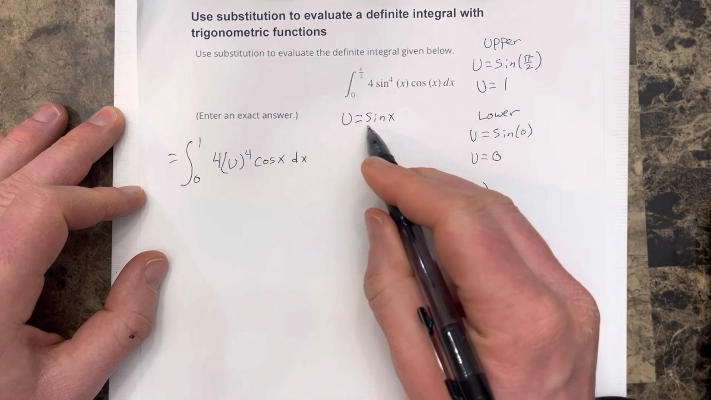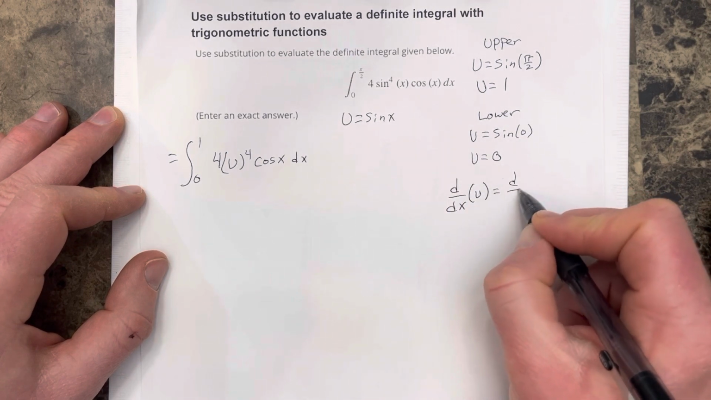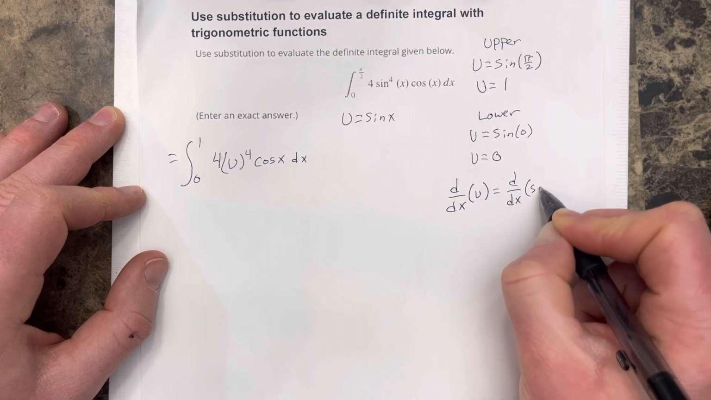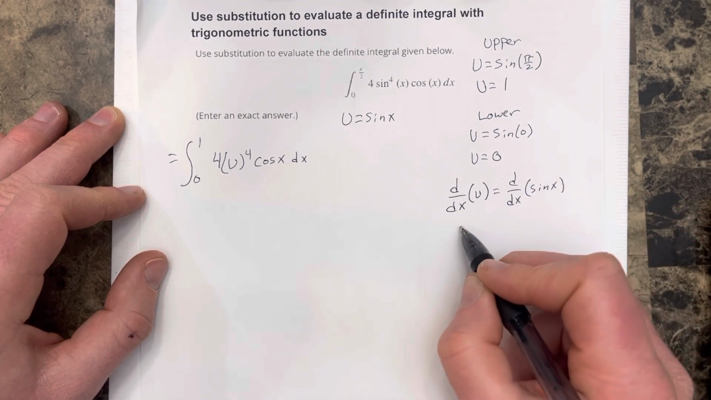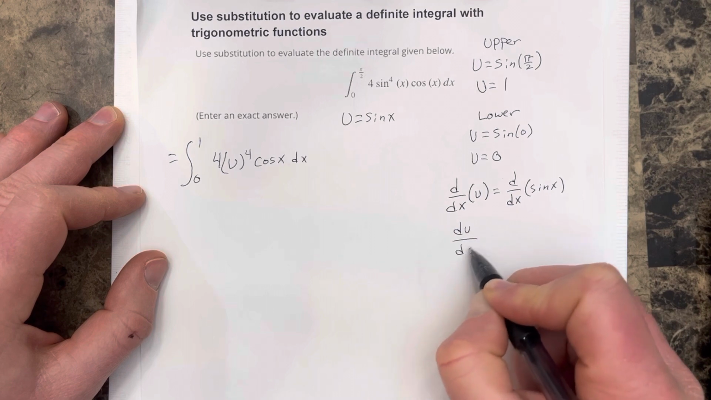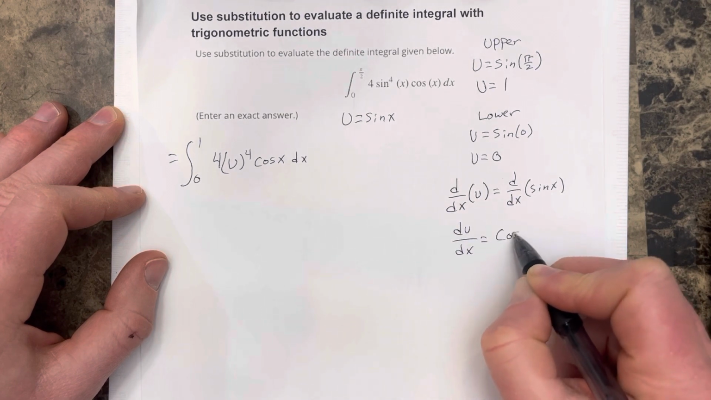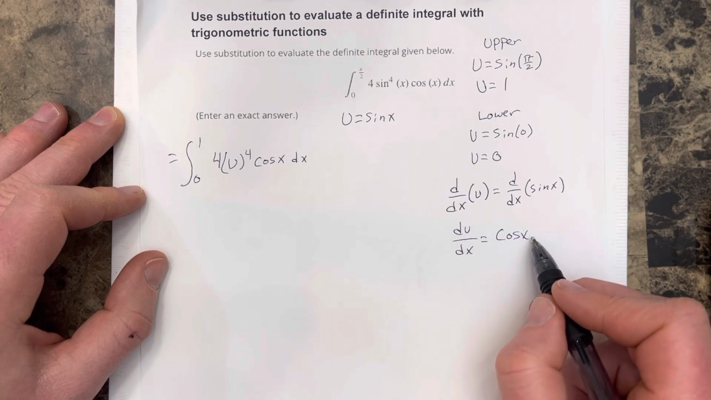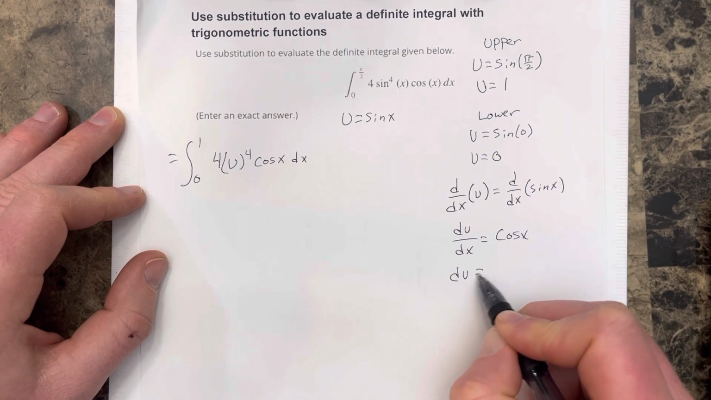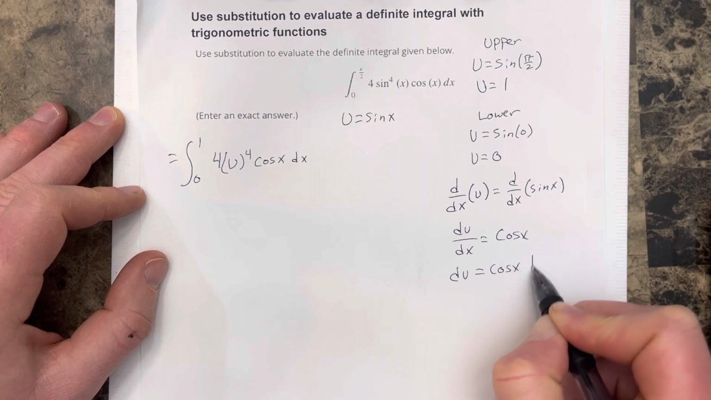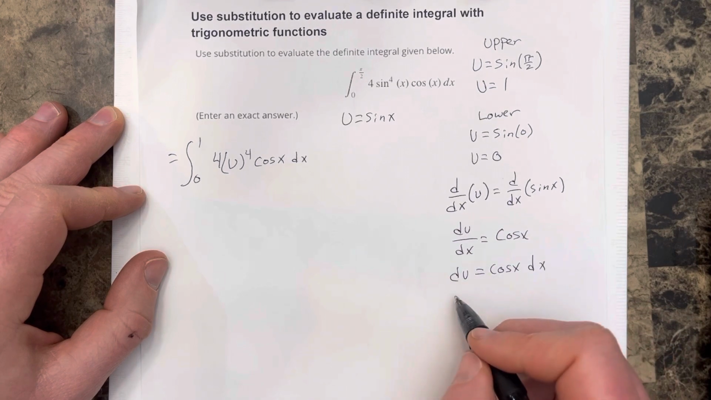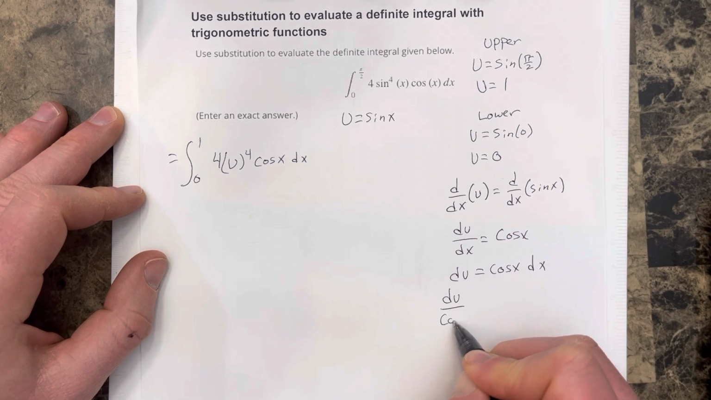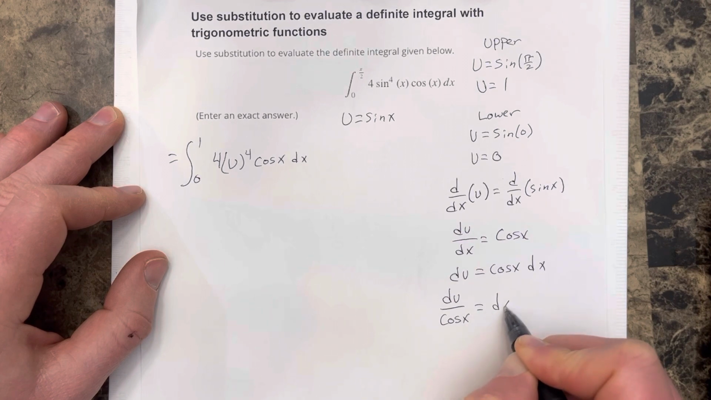So go back to this piece, do the derivative on each side. So the derivative of sine x, and I end up with du over dx equals cosine x. Multiply by dx, I get du equals cosine x dx. Divide by cosine x, I get du over cosine x is equal to dx.